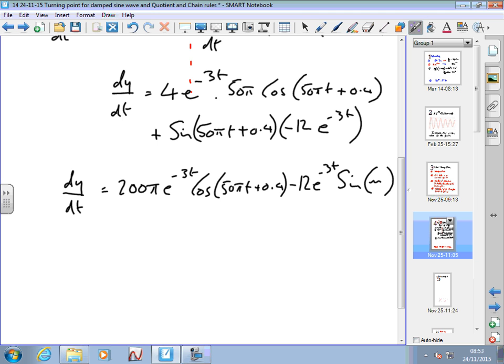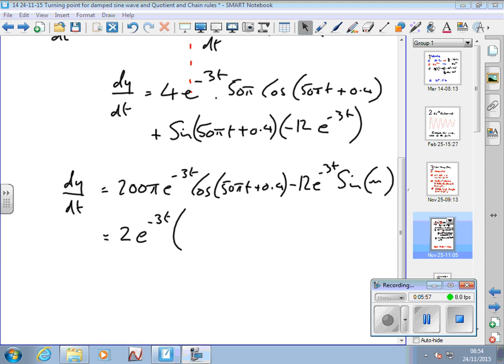I've got two terms in here, this one and this one. e to the minus 3t is common to both. Pi is not common to both, but I could take out a 2, which is common to the 200 and 12. So I could take out 2e to the minus 3t from a bracket, and then write down what's left inside. What have we got to multiply 2e to the minus 3t by to get back to each of those terms? So just fill in that bracket, and I'll do it in a second.